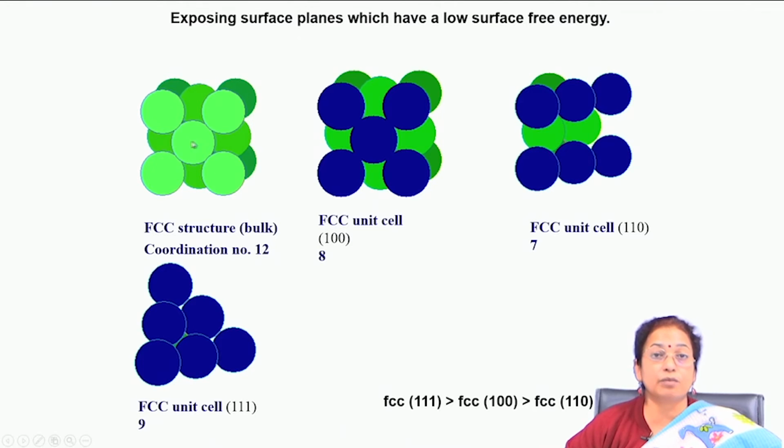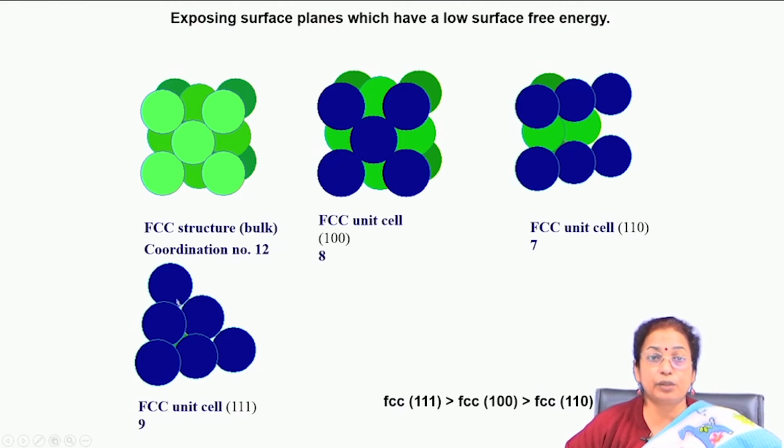you will find that it has a bulk coordination number of 12. So, when you go on creating the surface, you will find that surface energy will depend on at which plane the surface is created. If you create the surface along the 100 plane, you will find that the coordination number along the 100 plane is 8. So, if you would like to create the surface, you need to break 4 bonds. If you would like to create a surface along the 110 plane, the coordination number of each atom at this plane is 7. So, you need to break 5 bonds.